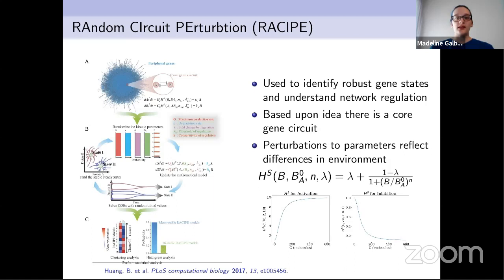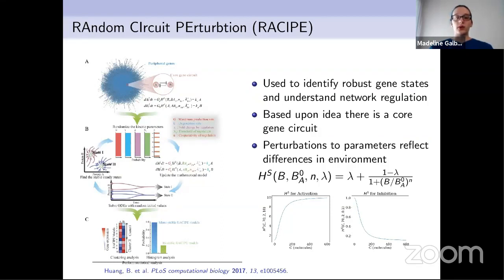And so this is based upon the idea that instead of you needing to know every single gene within a network, you can just know the core gene circuit, and from there you can develop a range of parameters. And if you perturb those parameters, that reflects the differences in the microenvironment within a cell. And this model can be used to identify robust gene states, understanding network regulation, and even understanding which parts of the network are the more important parts.